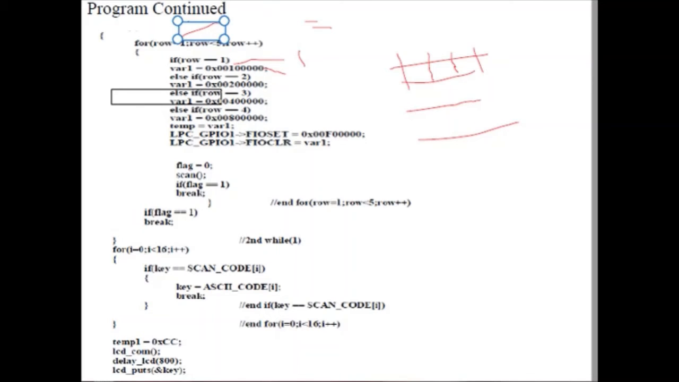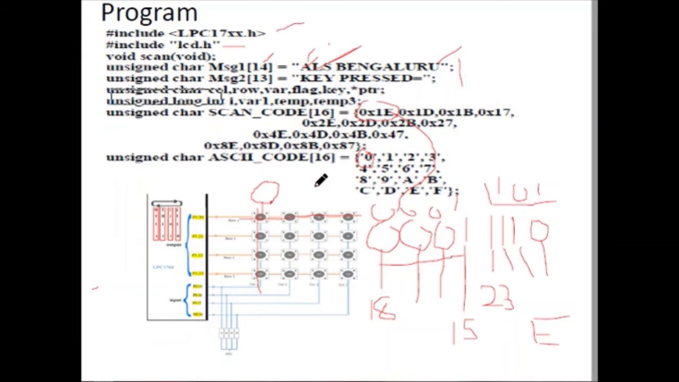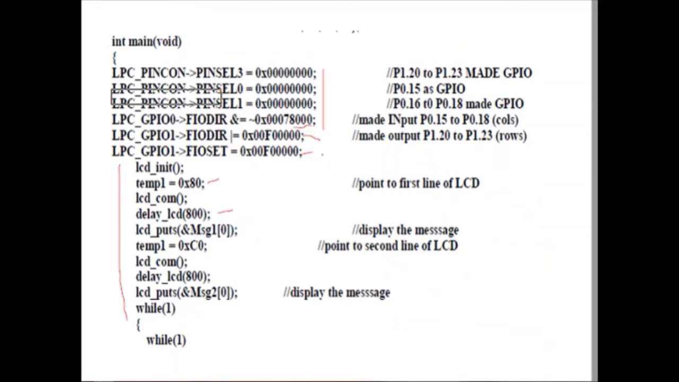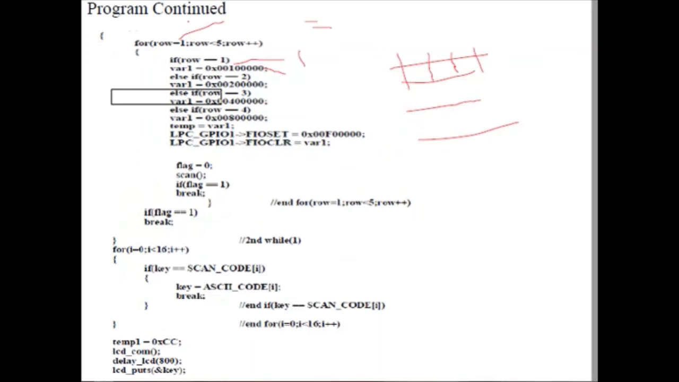So we know here which port this row is connected to. The rows are connected to port 1.23. If I say row 4 is selected, it means this bit will be 1. If this bit is 1, the remaining bits will be 0, so that will be 8. If this is selected, that will be 4. If this is selected, that will be 2. If this is selected, that will be 1. Similarly, if you consider here, the same configurations are used.